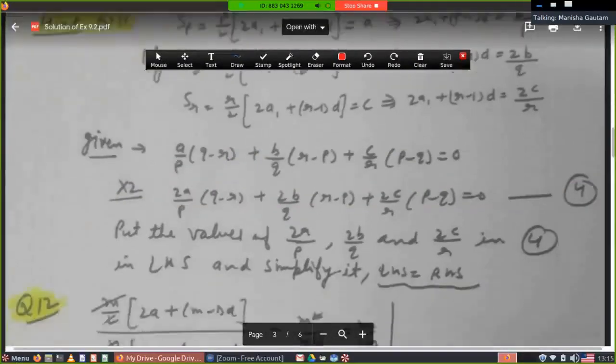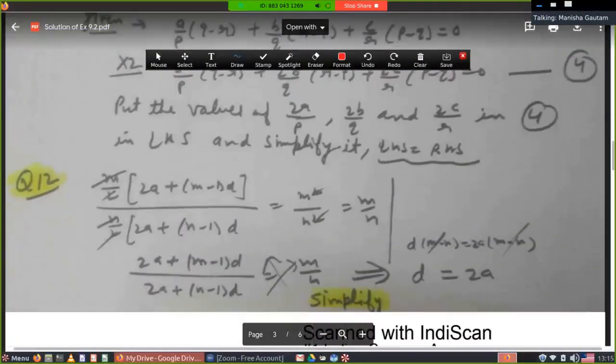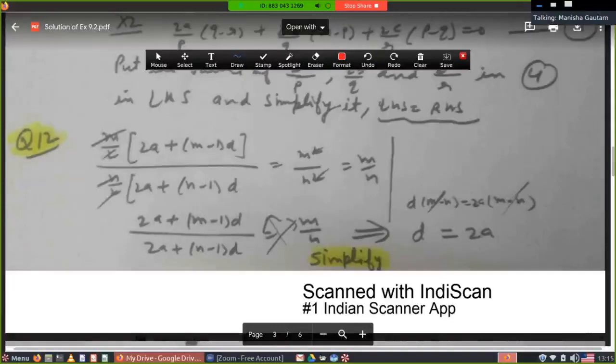Now next is question number 12. Read the question. The ratio of the sum of the mth and nth terms of an AP is m square upon n square. I have written here the sum of m terms and the sum of n terms.